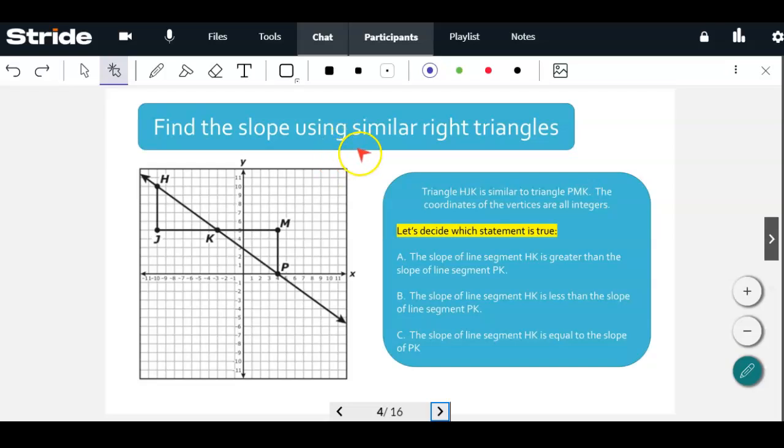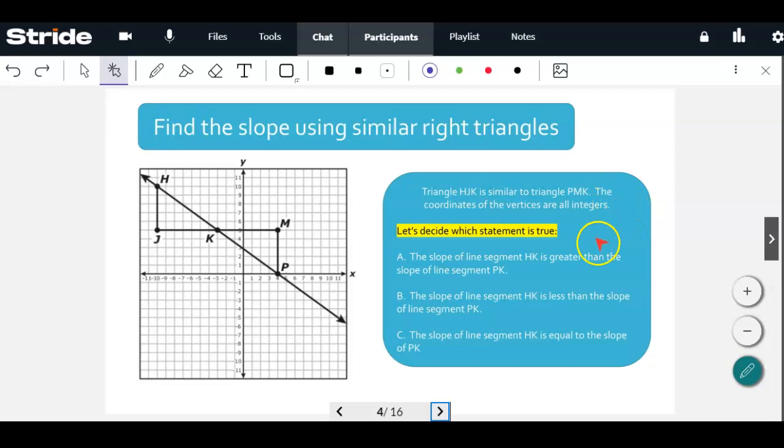All right, so finding the slope using similar triangles. This is our line. This is a right triangle. This is the hypotenuse of that right triangle. Here's another right triangle, and this is its hypotenuse. These two hypotenuses are on the same line, so they have the same slope.